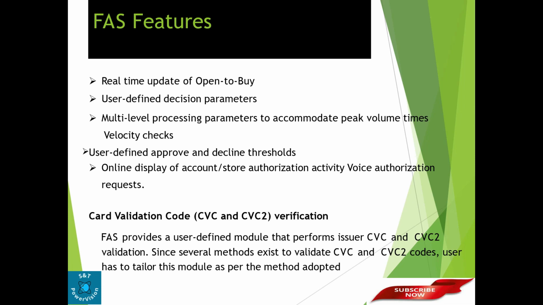User-defined decision parameters, multi-level processing parameters to accommodate peak volume times, velocity checks, user-defined approve and decline thresholds, online display of account, store authorization activity, voice authorization request, card validation code verification. FAS provides a user-defined module that performs issuer CVC and CVC2 validation. Since several methods exist to validate CVC and CVC2 codes, the user has to tailor this module as per the method adopted.